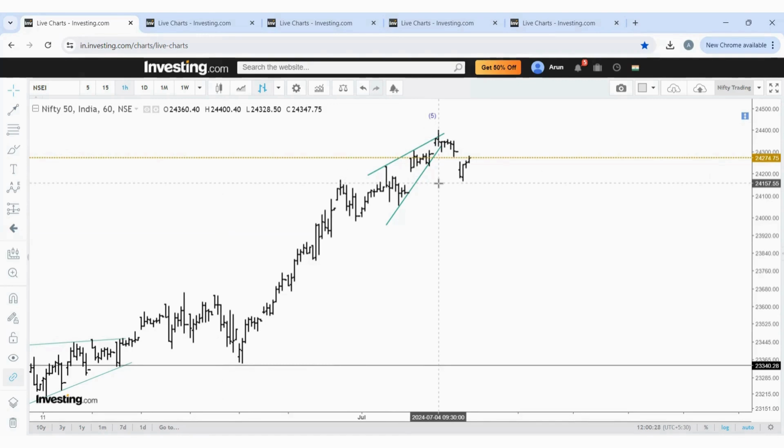After reaching 24,401, the price almost reached around 24,170. If this has to be a correction, the price may start moving below this level, after filling this gap or mostly between this level.